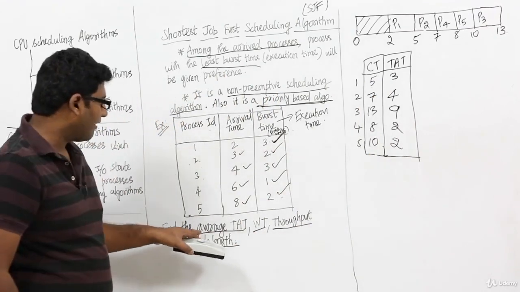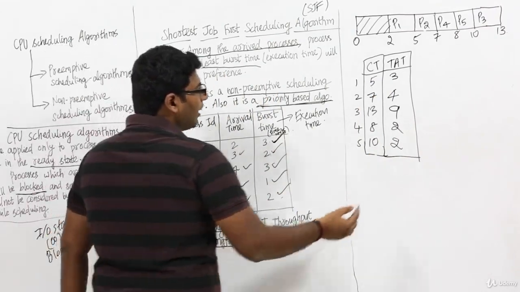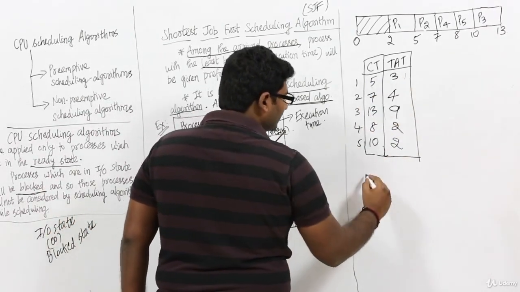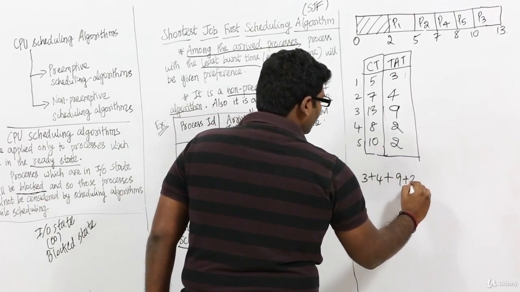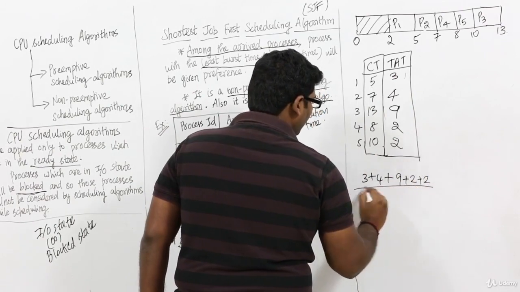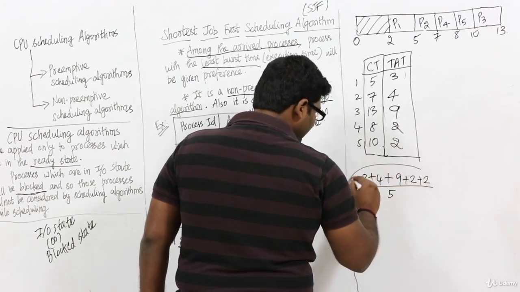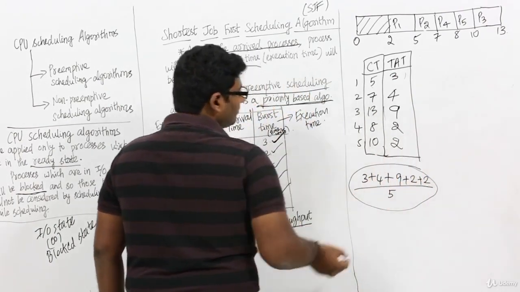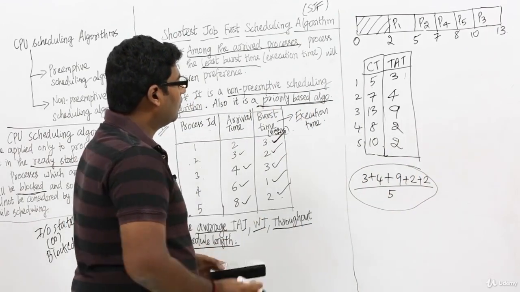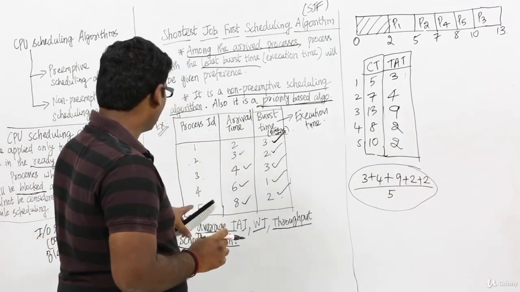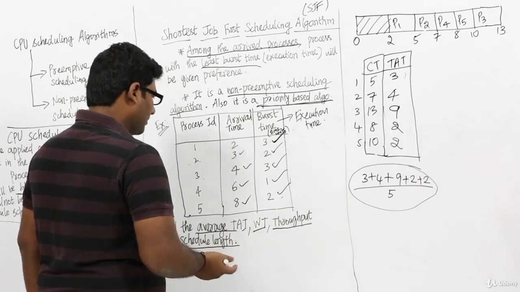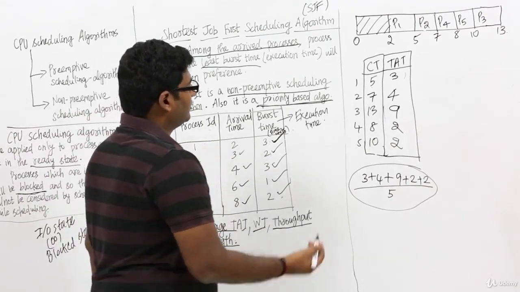Now we can compute the average turnaround time. How? Add all these: 3 plus 4 plus 9 plus 2 plus 2, divided by 5. This you can compute by yourself. Now turnaround time is computed. After turnaround time, we need to compute something called waiting time. Now let's compute the waiting time.